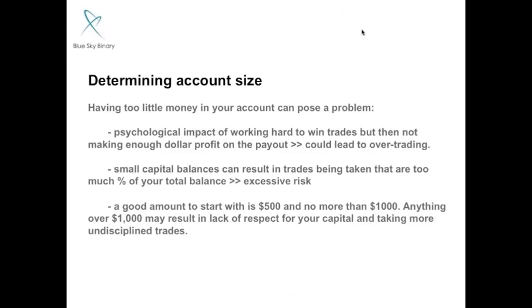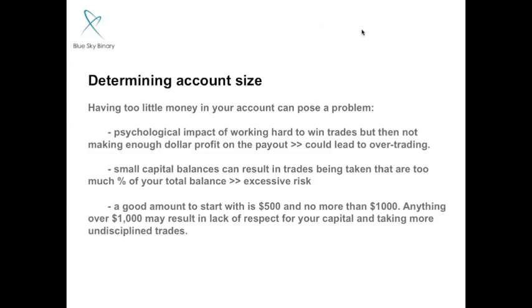If you have a target of making $200 to $300 a day and you have a capital account of only $200, safely you'll only be able to make $10 to $20 a day, and then you start to overtrade because that's not enough. So small capital balances are actually risky and bad for you. It can result in trades being taken that are too high as a percentage of your total balance, and this just results in excessively risky trading.